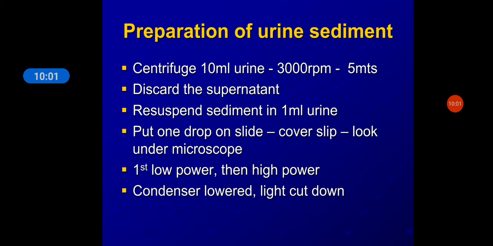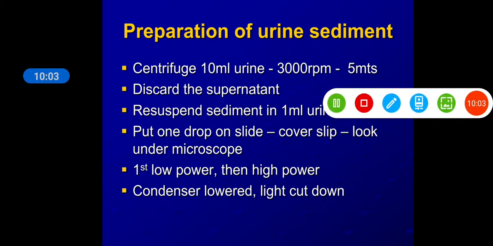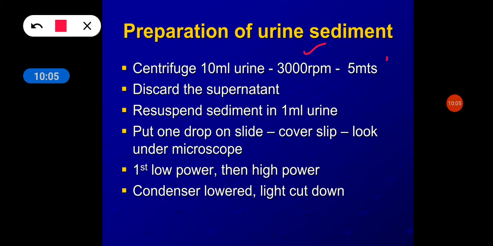Okay, you centrifuge it at around 300 rotations per minute for around 5 minutes. Then what happens? You will have a supernatant. You will discard that supernatant.